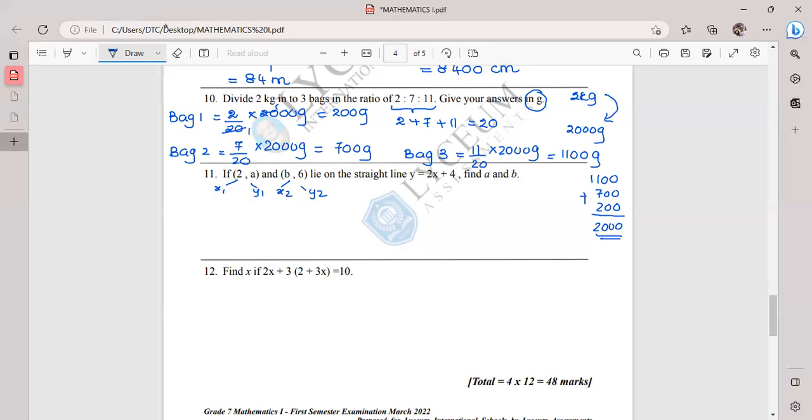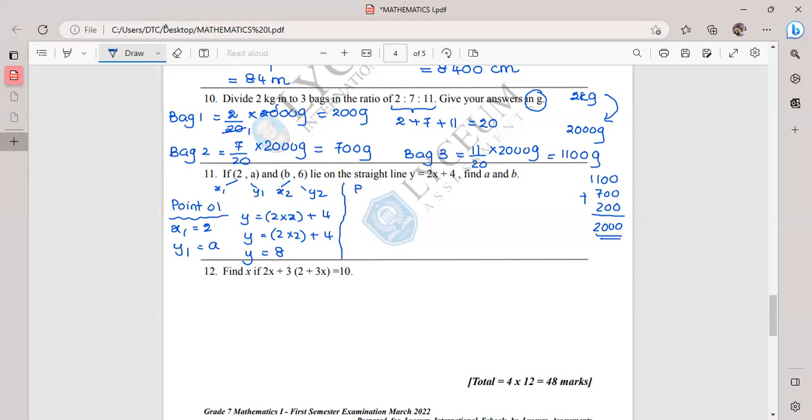If I take the point 1, what is the x value? X value is 2. And what is the y value? It is a. Then what you do, y is equal to 2 times x plus 4. So then y is equal to 2 times 2 plus 4. So then y is equal to 2 times 2, 4. 4 plus 4, 8. Right? So then a should be equal to 8. Right, done. So this is done.